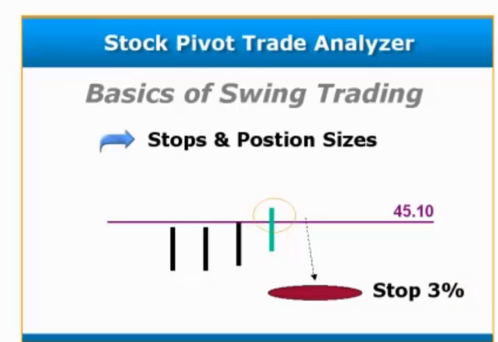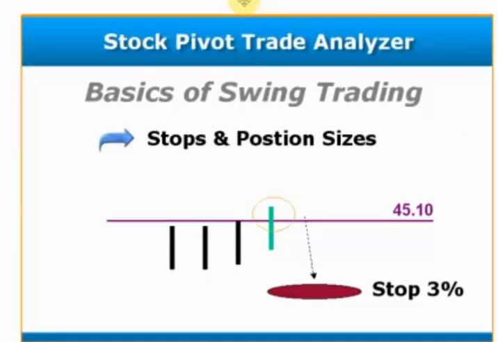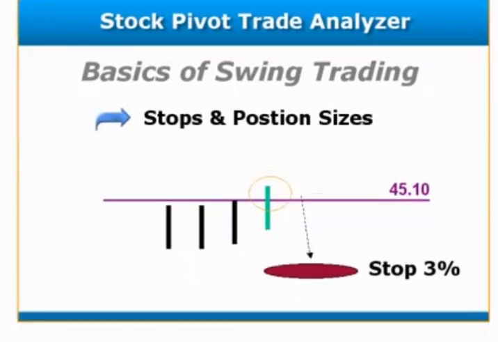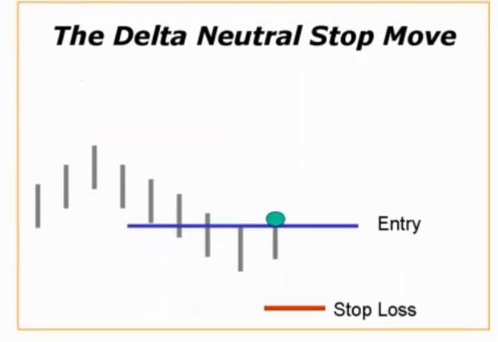It's going to look at the average range of that particular stock, and it's going to look at the recent behavior of the stock, and it's going to determine where your highest probability stop is. So you really don't have to worry about those mechanics too much. Just follow what the software says.